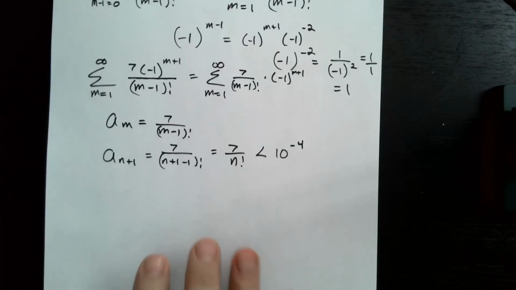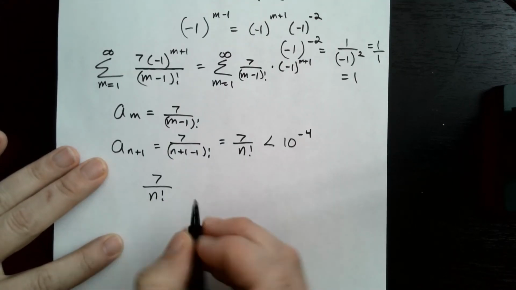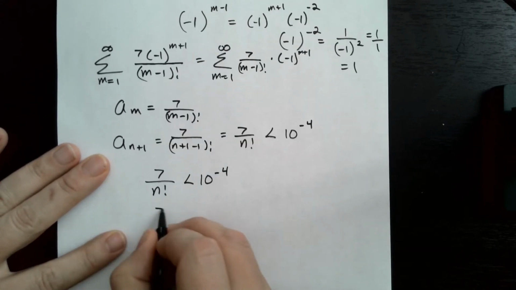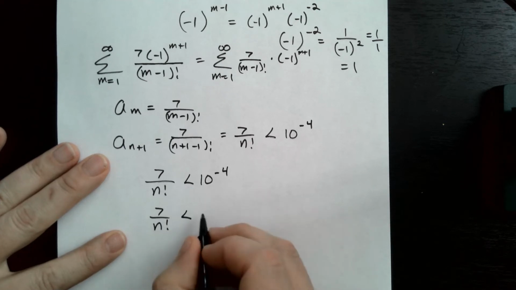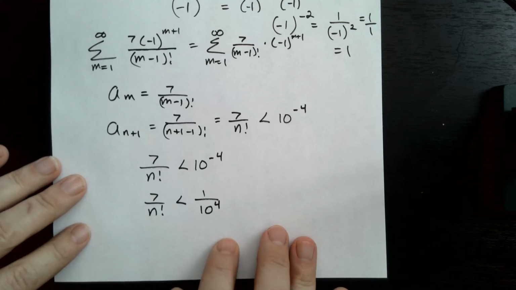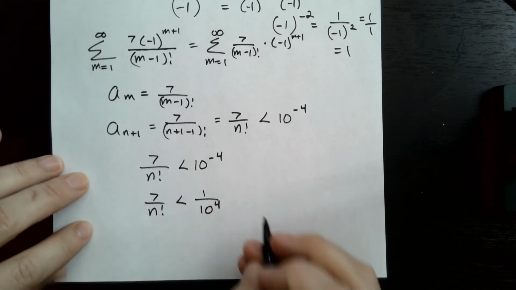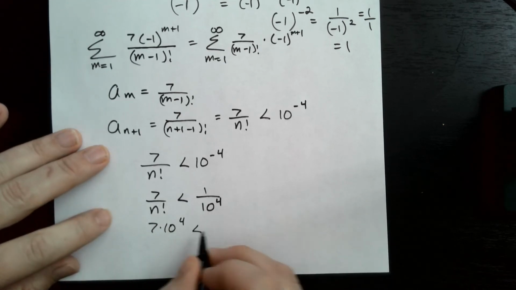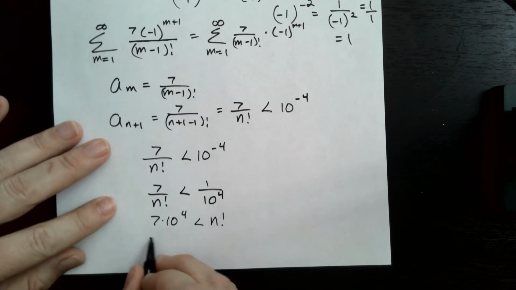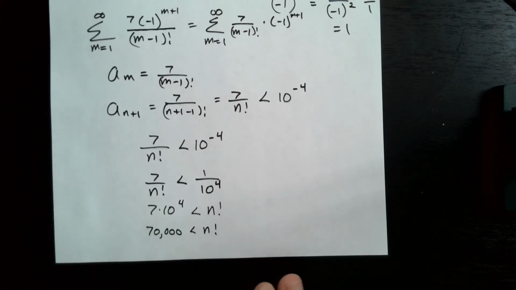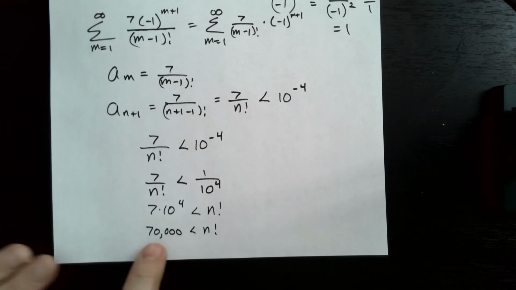Okay, so let's solve that. 7 over n factorial is less than 10 to the negative 4. Okay, so that is 7 over n factorial is less than 1 over 10 to the 4 power. If I cross multiply, I get 7 times 10 to the 4th is less than n factorial. Now, you can multiply that out. That's going to be 70,000 is less than n factorial. So I need to figure out what number do I plug into n such that it's more than 70,000.